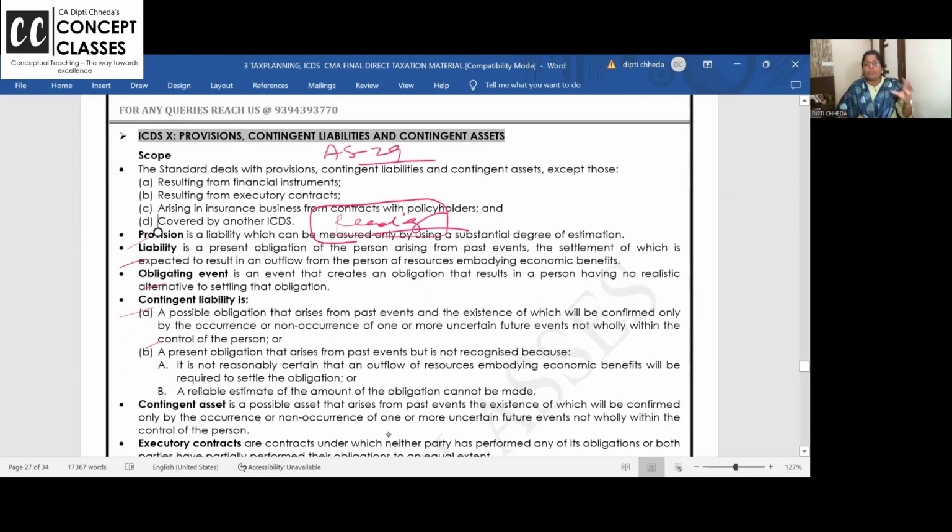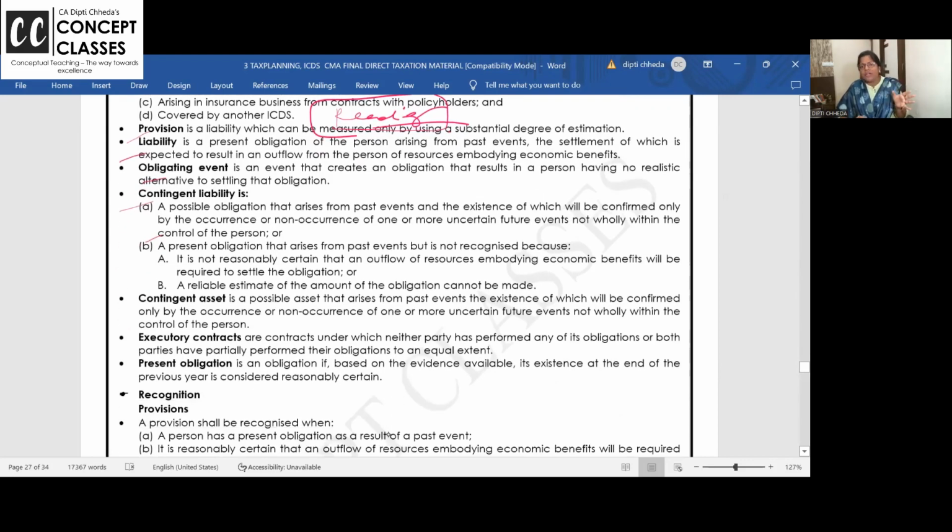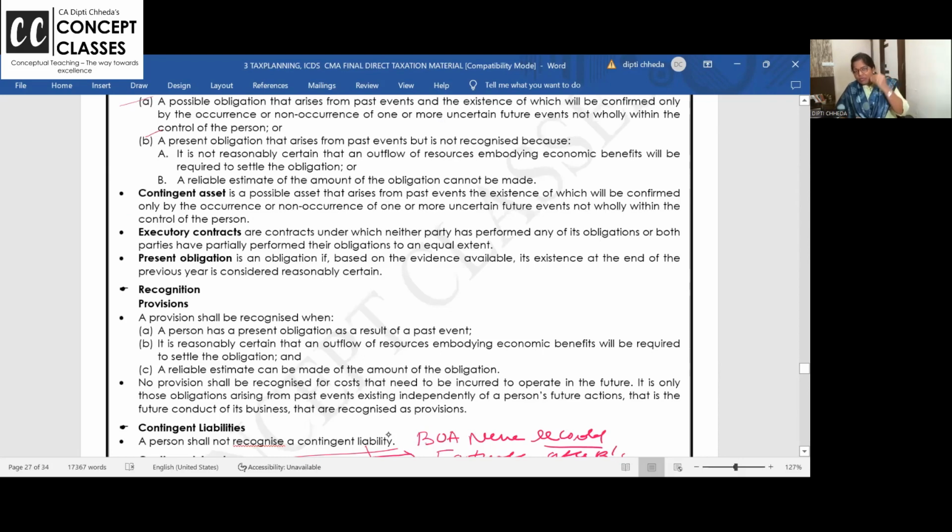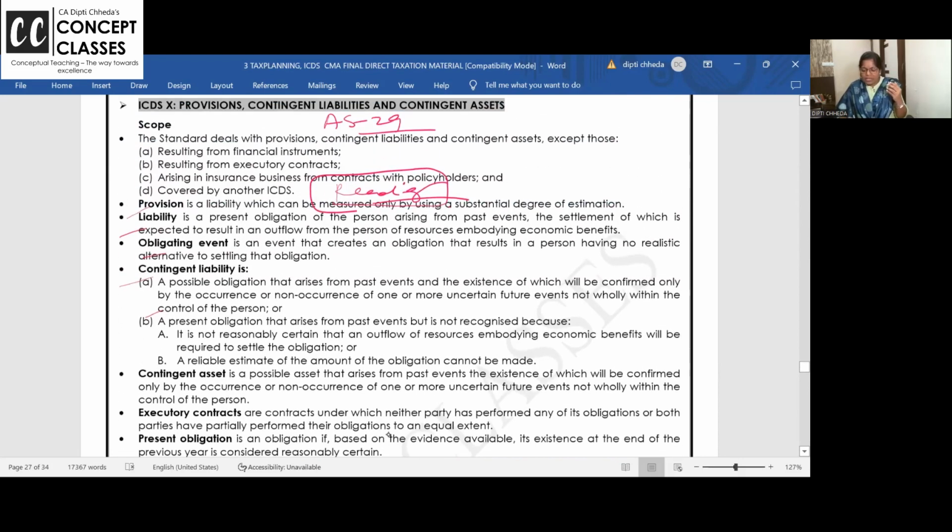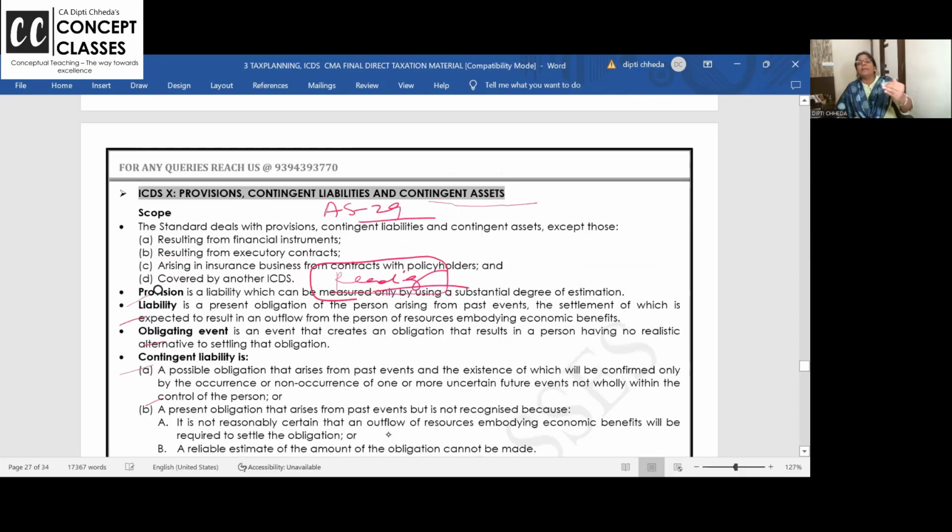ICDS 10 talks about provisions. When you're very sure you're going to incur some expense, you need to make a provision for that, no? Contingent liabilities, you never record in books. You record it in the footnote below your balance sheet. And contingent gain is future benefit.